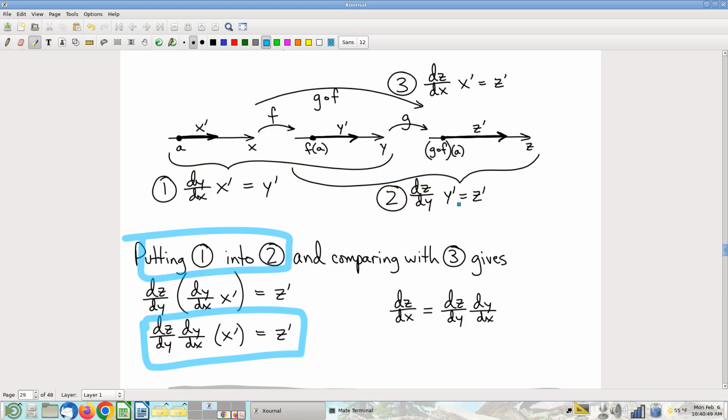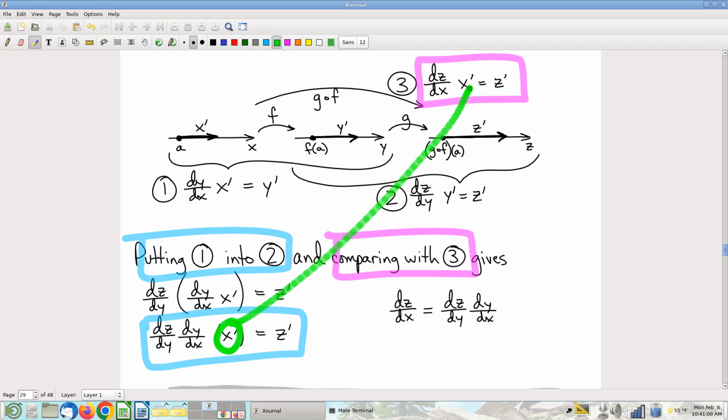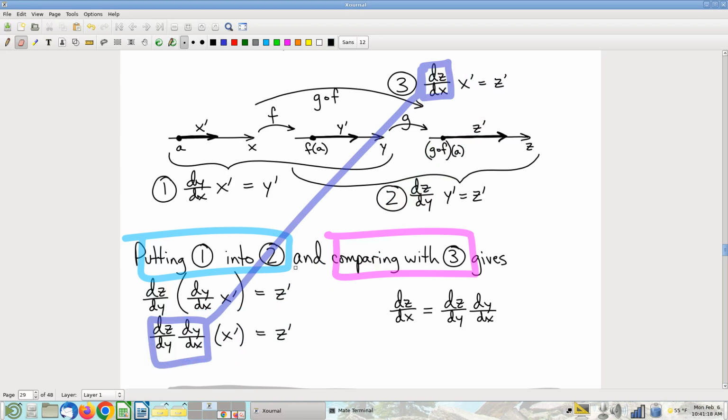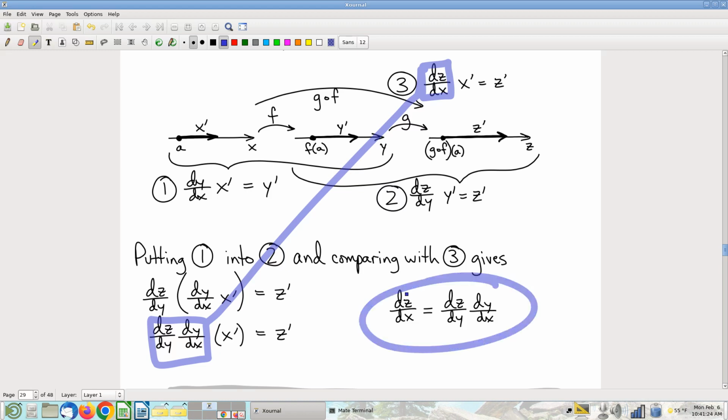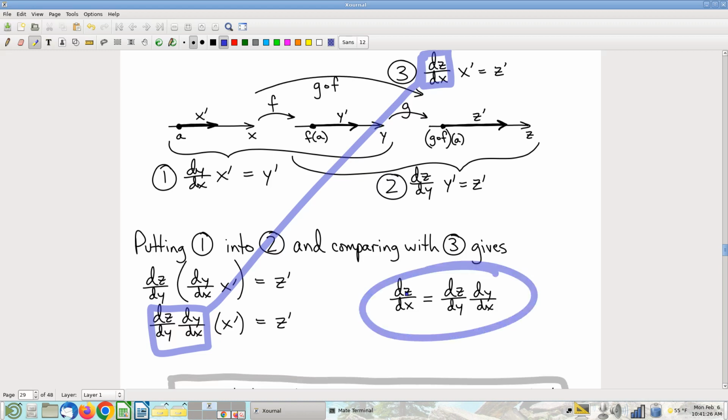And now I'm going to compare that with this equation up here, number 3. Notice I've got, in each case, something that you multiply by x prime to get z prime. Well, these two things then, this thing that I multiply by x prime to get z prime, and this thing that I multiply by x prime to get z prime, must be equal. And that's my chain rule. Single variable chain rule. That's just one way to think about it.